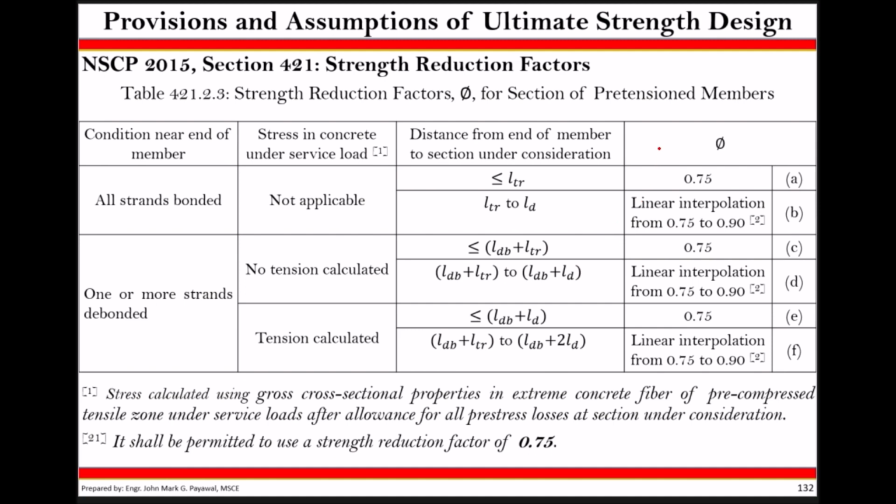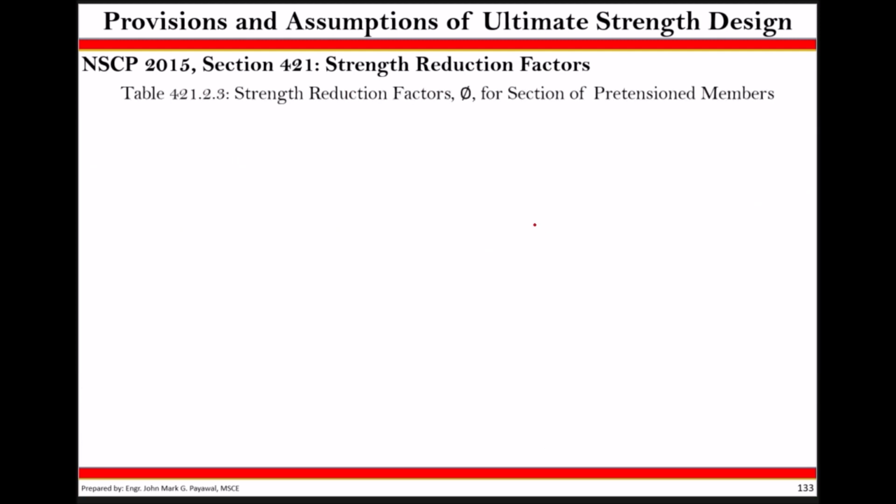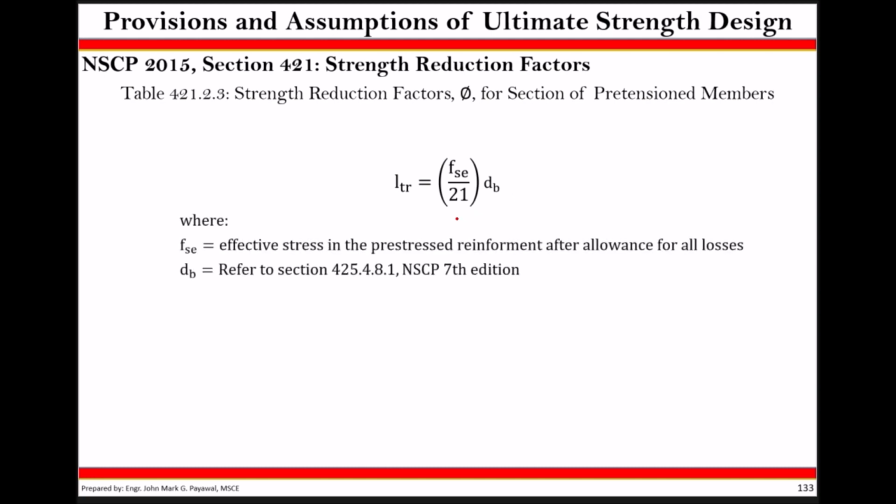So I will no longer discuss this in detail because I have no application of this section. We'll just focus on 421.2.2 and 421.2.1 as discussed a while ago. But for your convenience and for your future reference, this is your LTR equal to FSE over 21 multiplied by the diameter of your bars. If you forget the notations, FSE is the effective stress in the pre-stress reinforcement after allowance. Ito yung kinompute natin dati, yung FPS on our previous discussion under pre-stressed concrete. Yung DB ko, refer to section 425.4.8.1 under the 7th edition of NSCP 2015.